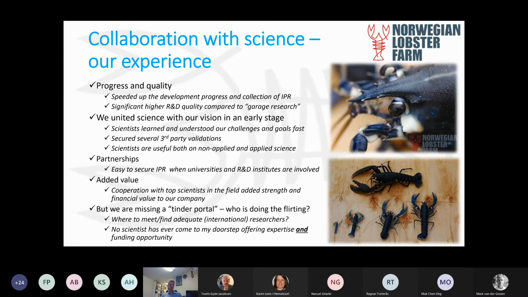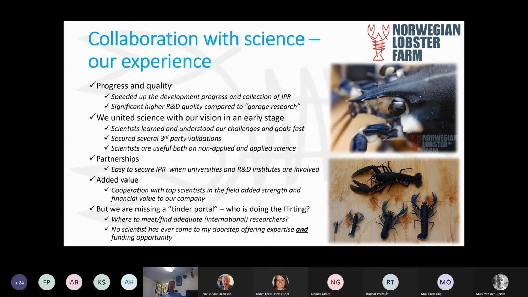Regarding partnerships, it's much easier to have university and R&D institutes as partners, because it's easier for us to secure our own IPRs. And of course, when we raised capital, this cooperation with the scientific side added strength, because it was more believable since external university and R&D institutes supported this system, and it gave us added value. We could have a higher pre-money value before getting the external capital.